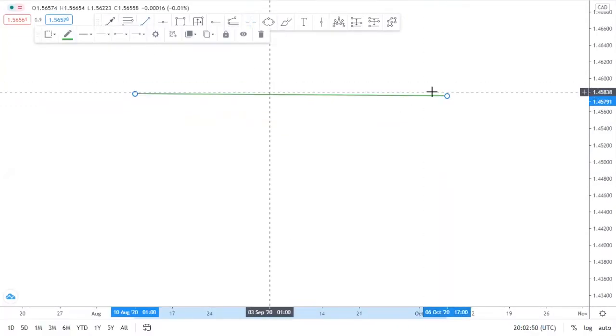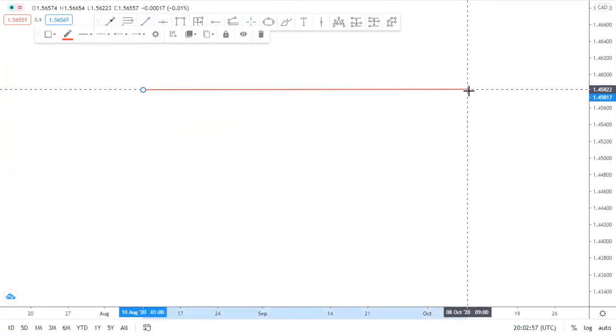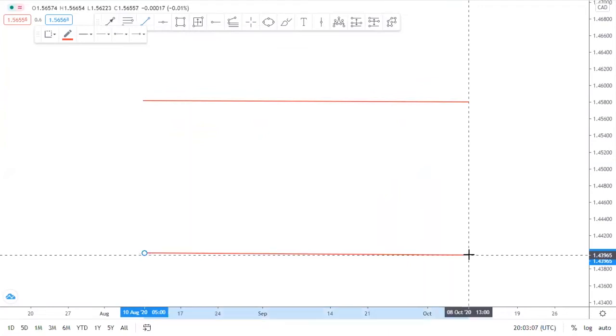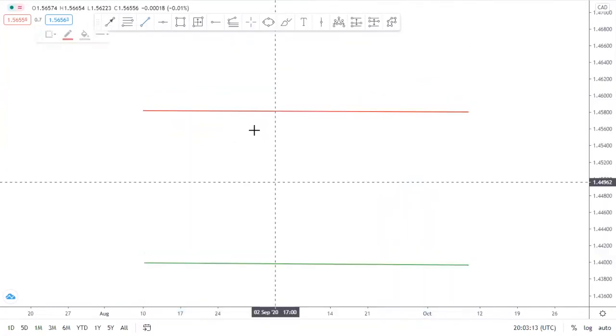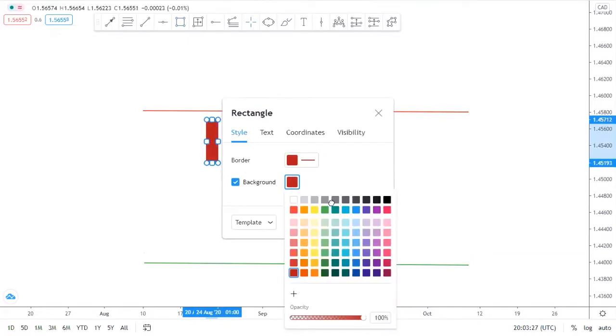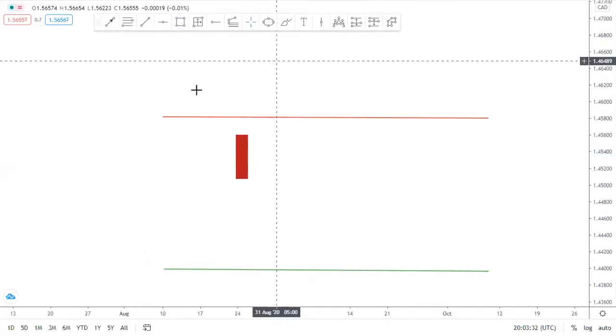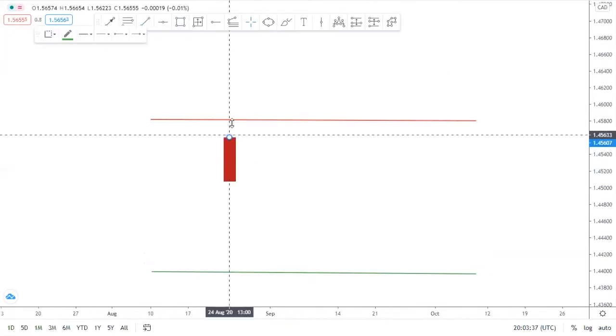Once again, let's change the color to red, and then this is our support level. Once again, let's change the color to green. Let's say this is a candlestick, so it's a bearish candlestick. This is a candlestick, and it has a wick. This is its wick.